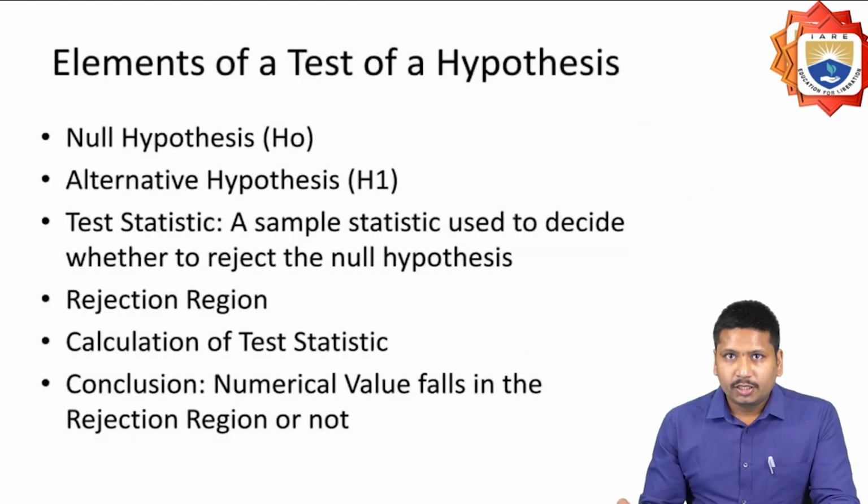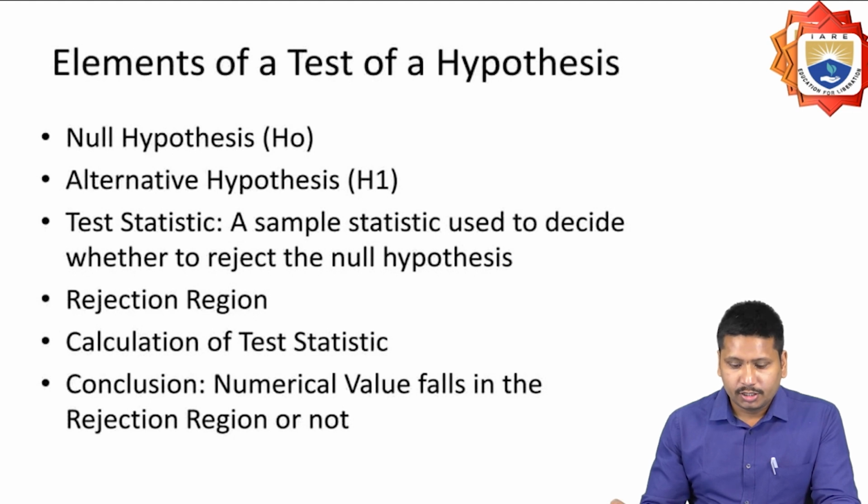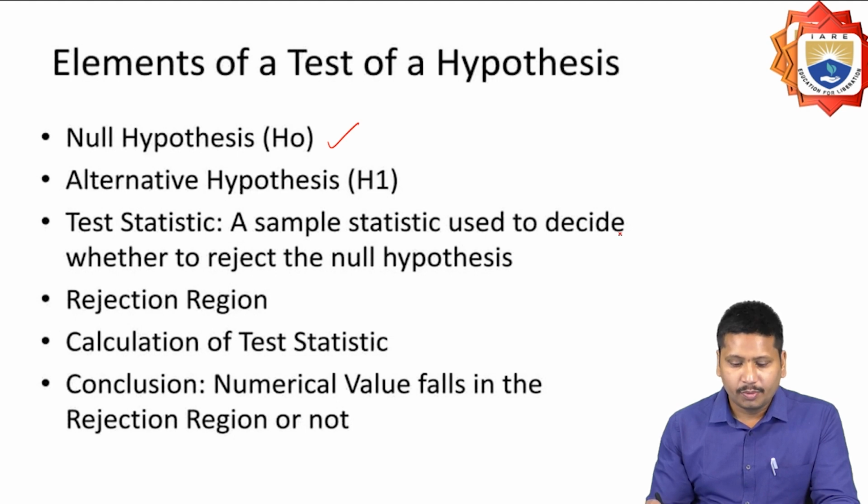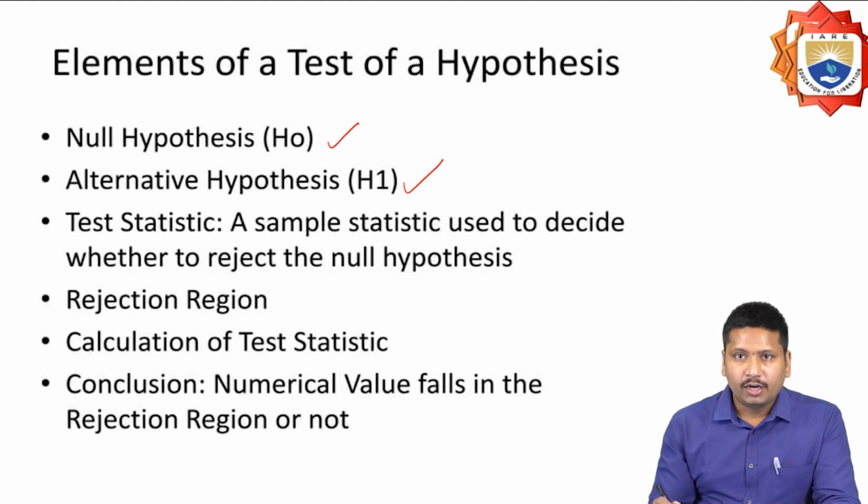So for implementing this testing of hypothesis, what are the elements you have to consider? We'll see now. Initially you have H naught, which is the null hypothesis. The second one is the alternative hypothesis, represented as H1. Then the test statistic, which is a sample statistic that decides whether the hypothesis is rejected or accepted. And finally, the rejection area: how much of it has to be considered. Based on the rejection area, you calculate the test statistic. And finally, how to make the conclusion.